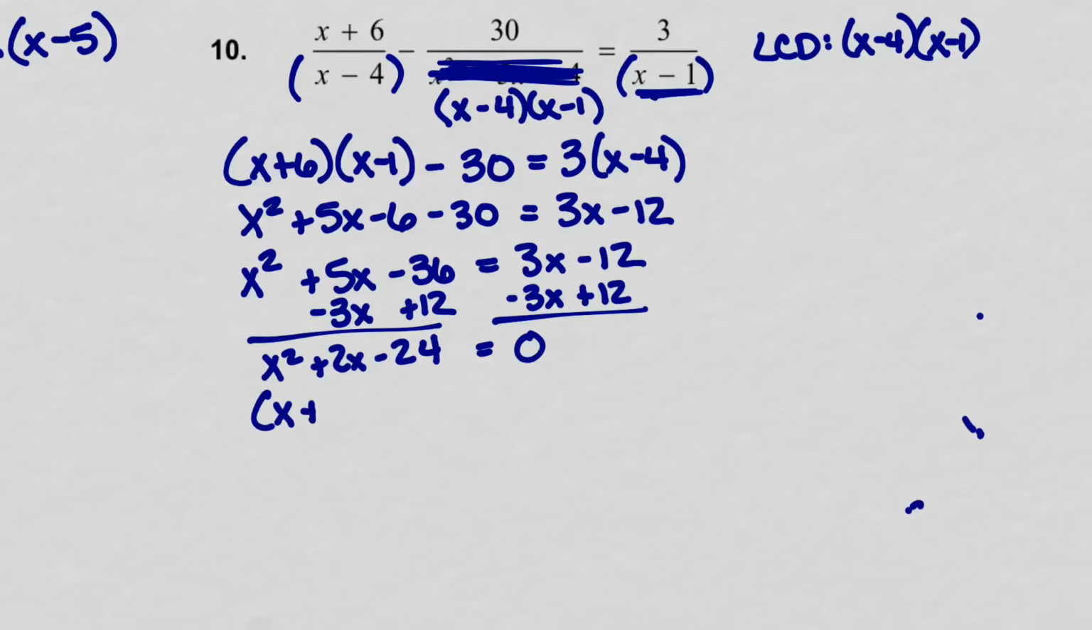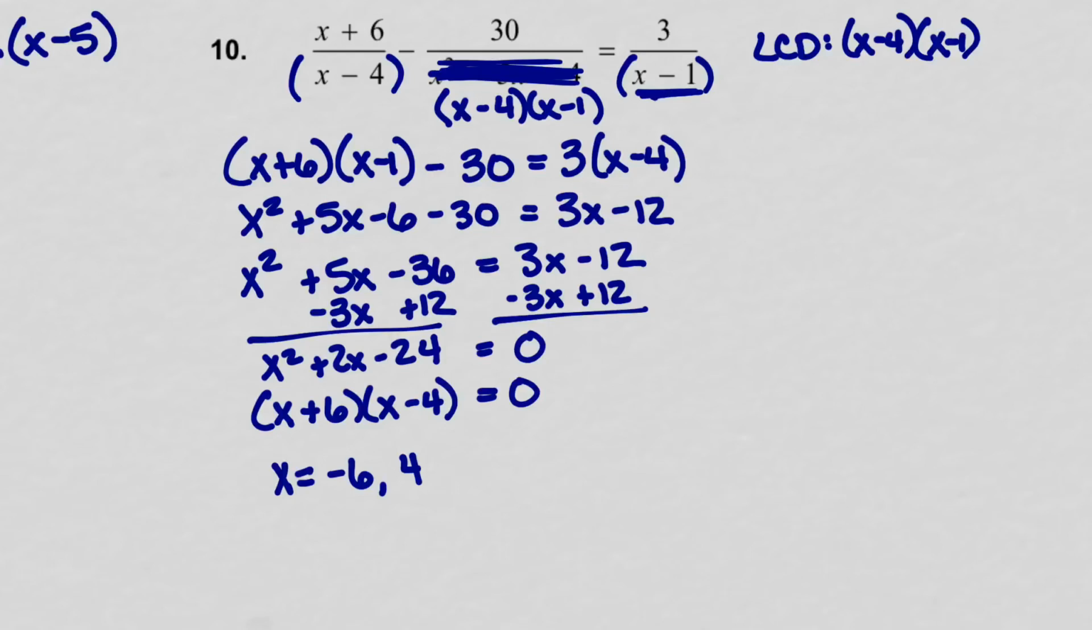So it needs to multiply to a negative 24, but add up to a positive 2. So that'd be a plus 6 and a negative 4. And then if I solve these for x, I get x is a negative 6 and a positive 4. But I have to check my answers.